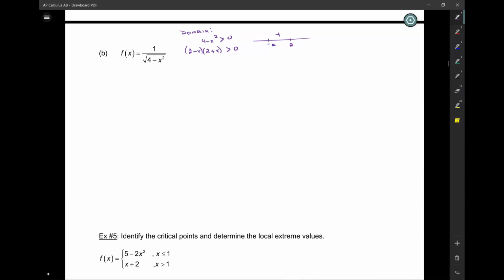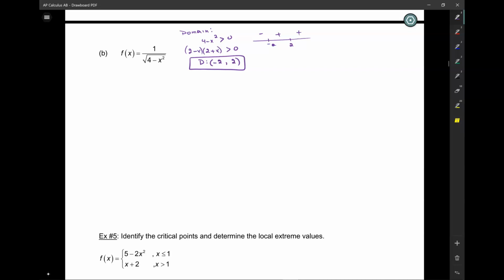And then do you remember using multiplicity? This is going to alternate. So it's negative, positive, negative. So if I want the radicand here to be positive, then I have to pick the region from negative 2 to 2. So the domain is negative 2 to 2. Why is it not closed? Because it can't be 0 either, because it's in the denominator.